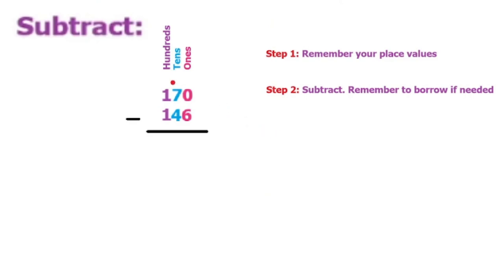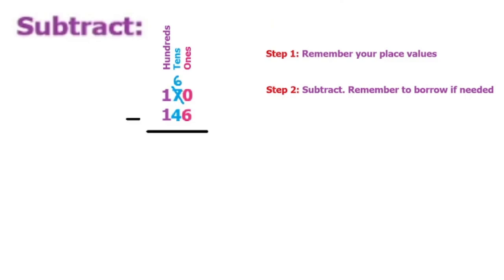So we can't subtract 0 minus 6, right? There's nothing here to subtract. So we have to go here to the tens and borrow. So let's do that. Okay, so let's borrow 1 from the 7. So the 7 becomes a 6.